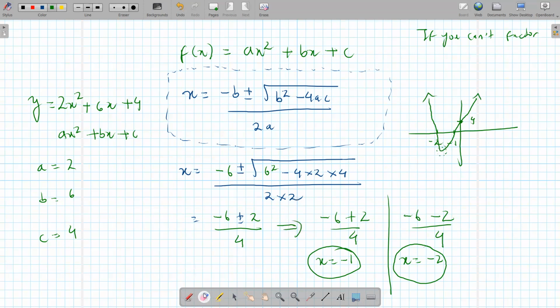There's a way to find the vertex, but let's not worry about that. We've done this before, so the important part here is the x-intercepts. They give you the x-intercepts. Here, look at this graph. It's a degree 2 polynomial, a quadratic. What are the x-intercepts?